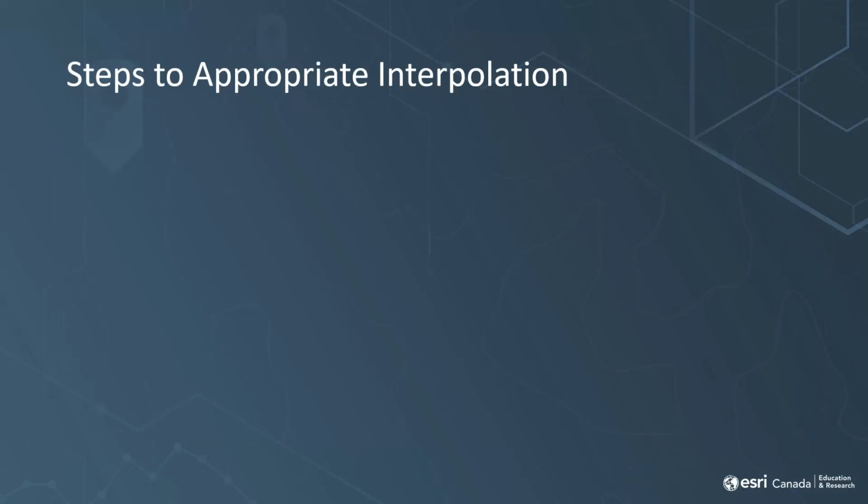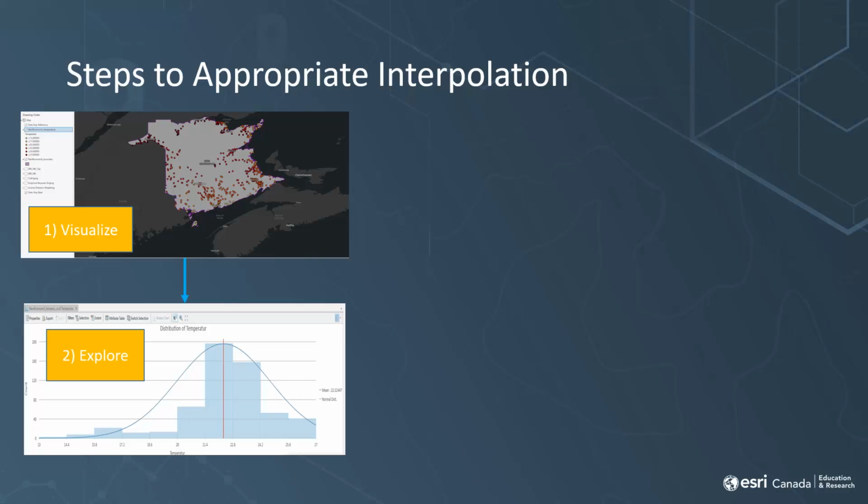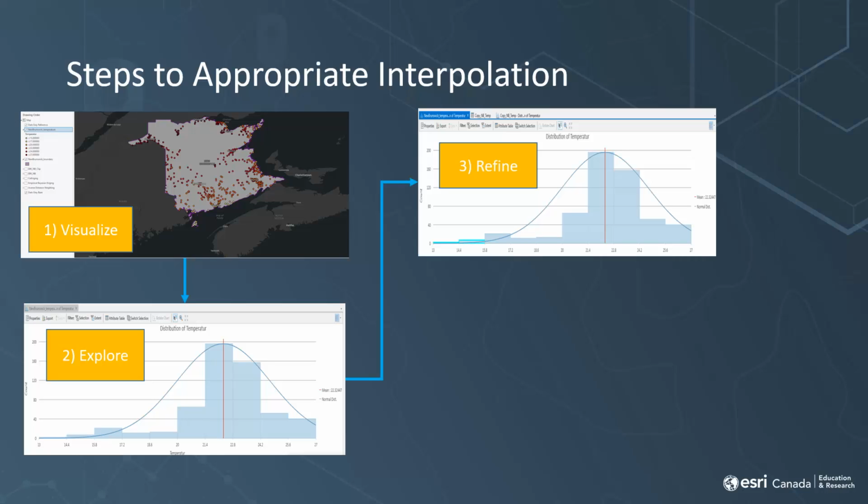Now, for those of you that are not familiar with spatial interpolation, it is a multi-step and iterative process. First, you visualize the data on the map and see if there are any patterns or trends with the data. Second, you explore the data and see if there are any outliers or skewness. If outliers exist, you may need to remove them. If the data is skewed, you would have to perform some data transformation. Ignoring these refinement steps could result in inaccurate models.